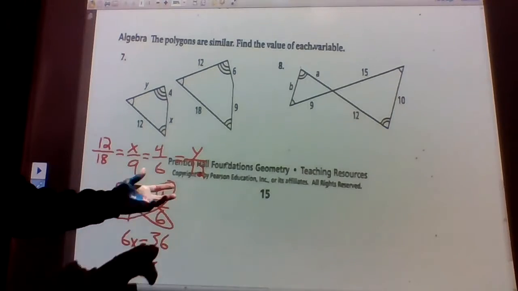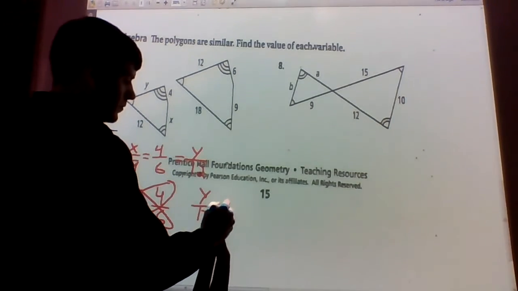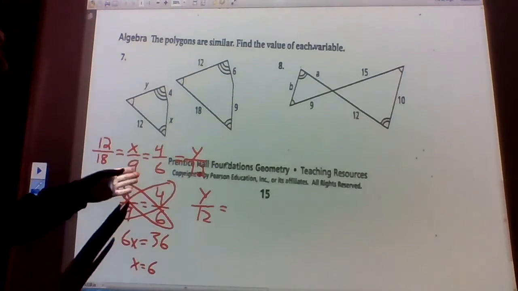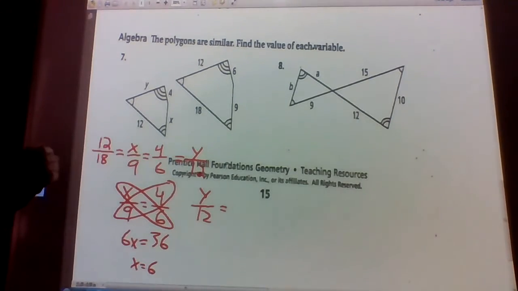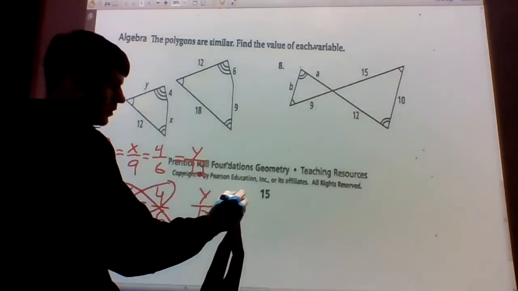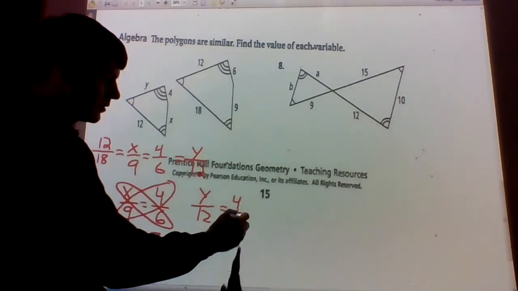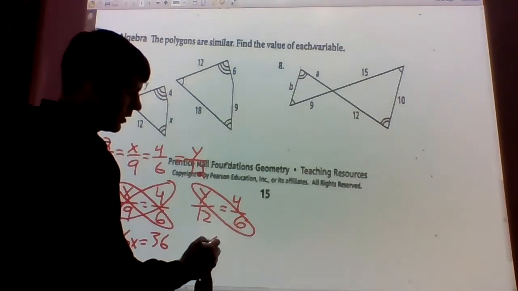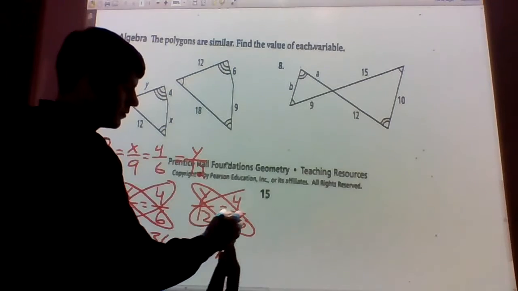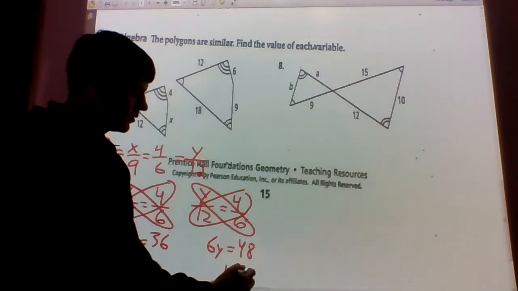To solve for y, we pick the one with y in it, so y over 12. Again, I like 4 over 6 because the numbers are much smaller than 12 over 18, but you can pick 12 over 18 if you want to. I'm going to pick 4 over 6 though, because I like smaller numbers, easier to work with. Cross multiply, so you get 6y equals 48. Divide by 6, y is going to be equal to 8.